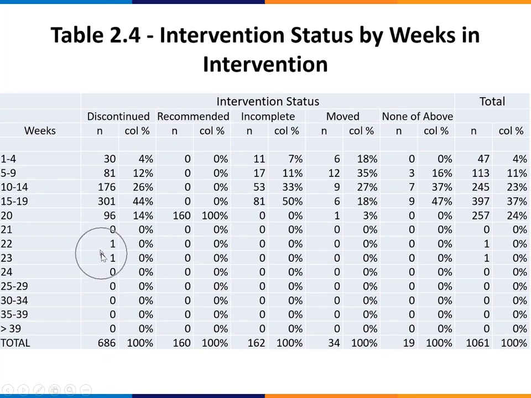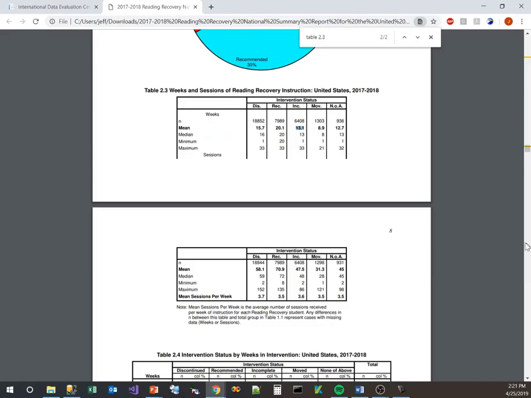And we had two little outliers out here with a 22 and a 23-week intervention. And then the percentages should add up vertically down the columns. All right, let's go to incompletes. Incompletes, we had 11 kids at 1 to 4, 17 kids at 5 to 9, 53 at 10 to 14, 81 at 15 to 19. Let's look at this nationally.